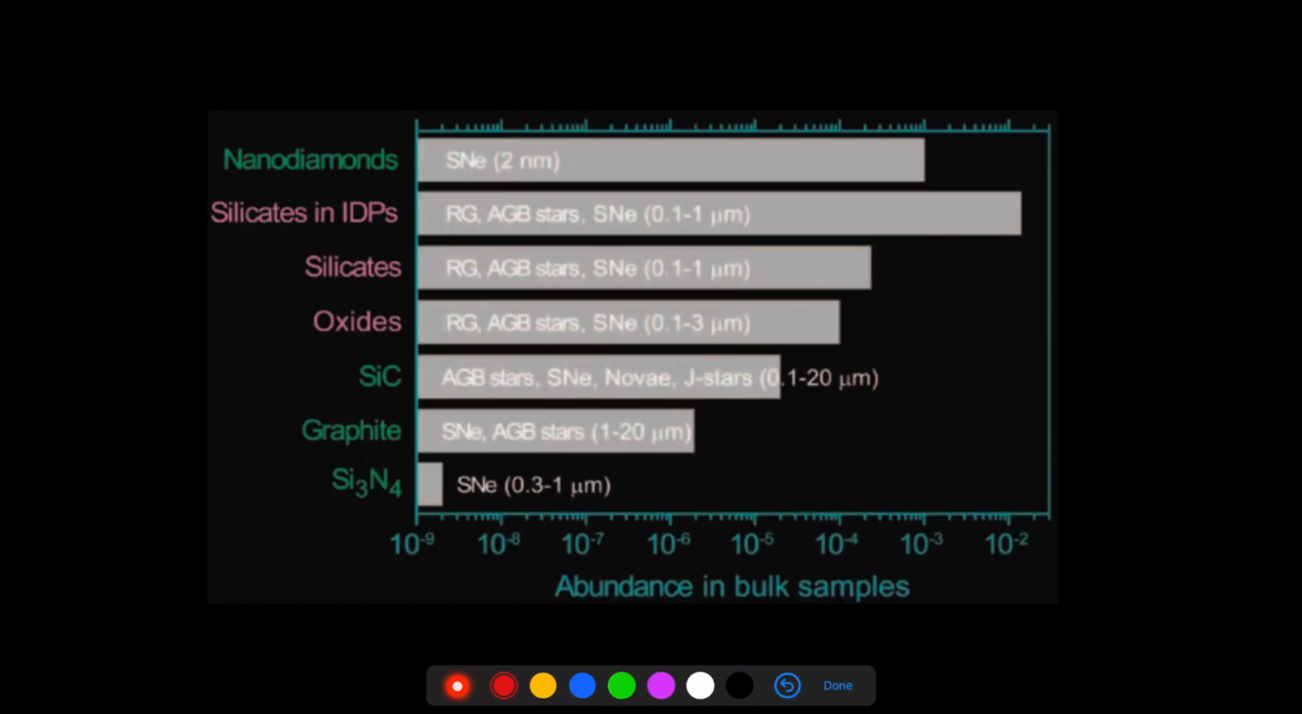Now this plot here shows the abundances of the various presolar grains. And down here, as you can see, is the scale in ppm. So this is from 10 to the minus 9 to 10 to the minus 2. So this is across 7 orders of magnitude in a log scale. Therefore, apparently, even at 10 to the minus 2, as you can see, this is not a lot of presolar grains within bulk meteorites. So nanodiamonds and silicates are the most abundant materials that are found in meteorites. Less abundant are oxides, and then silicon carbide, graphite, and something like silicon nitrides.